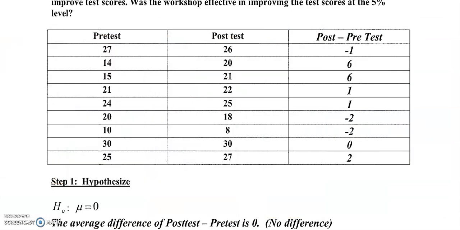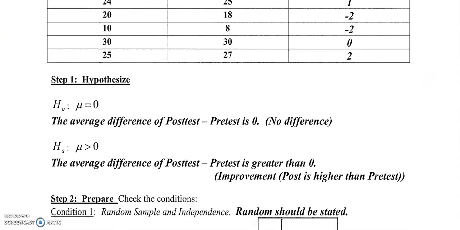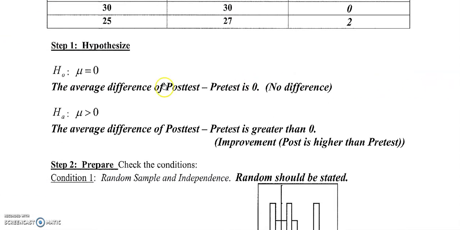Okay, let's set up the H0 and HA. Because we're looking for a difference now, that means that mu equals 0. The average difference of post minus pre-test is 0, no difference. That's the claim, that's the belief. You have to show me with data if there is a difference. And we believe that the workshop worked, so HA is going to be mu greater than 0.